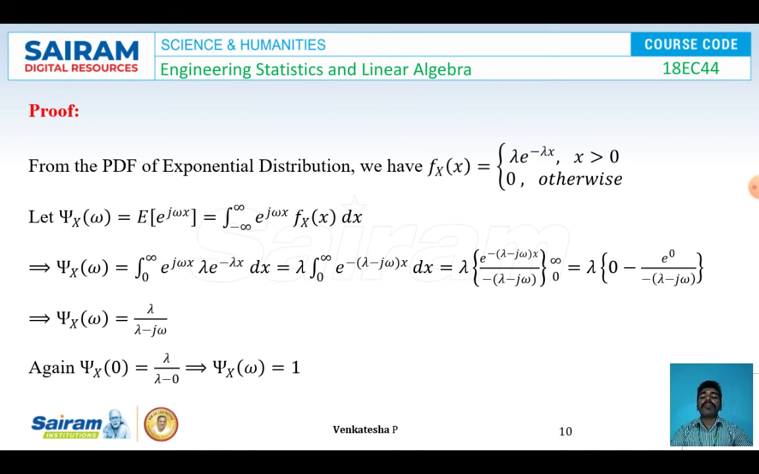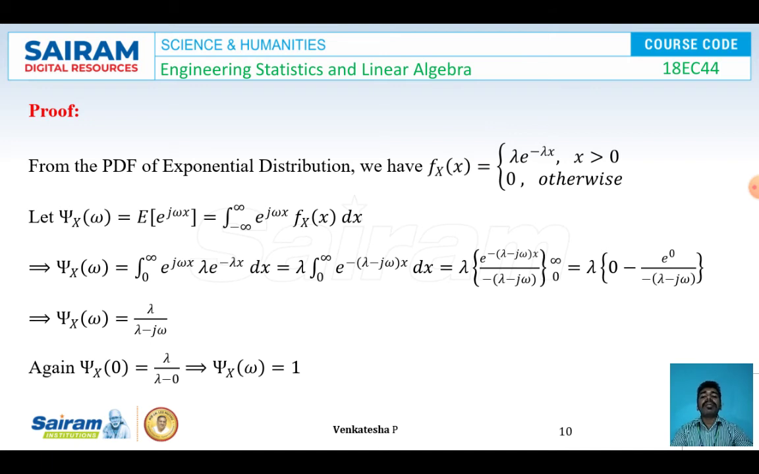First, let me consider the characteristic function in terms of a continuous random variable, that is xi x of omega is equal to expectation of e power j omega x, integration minus infinity to plus infinity e power j omega x fx of x dx. Since x is a continuous random variable, I am using the continuous random variable case.